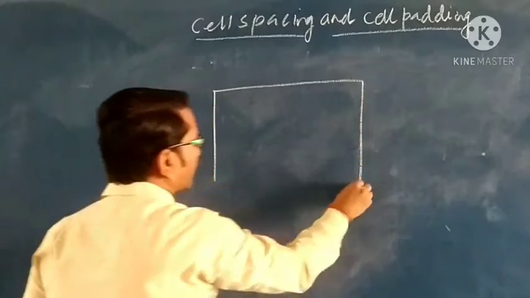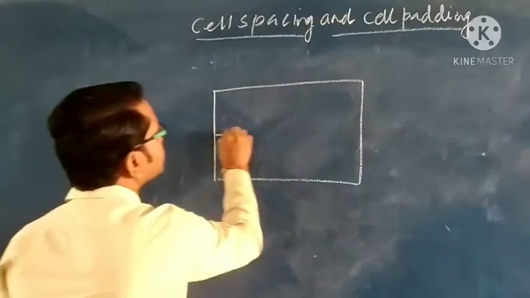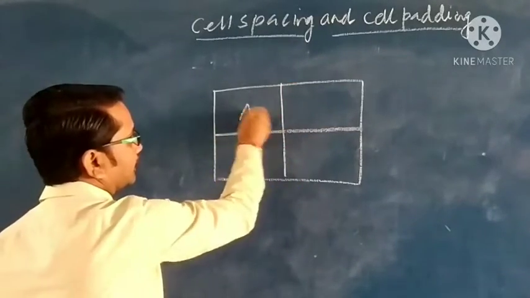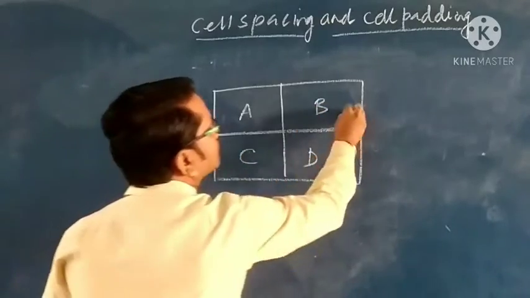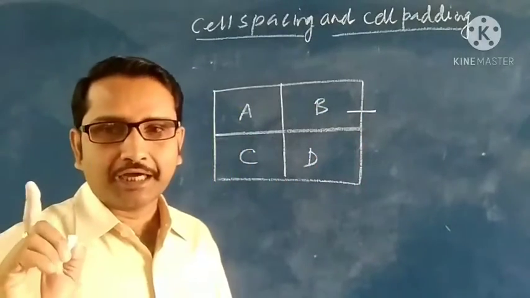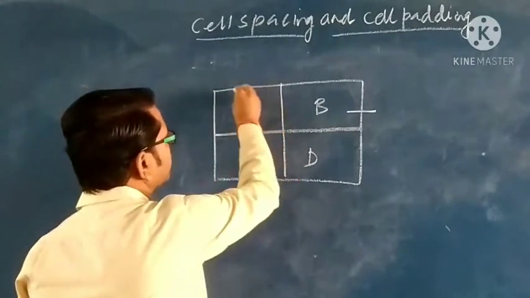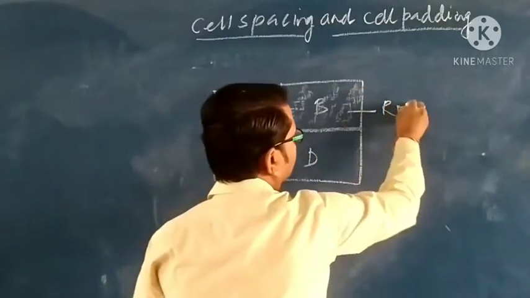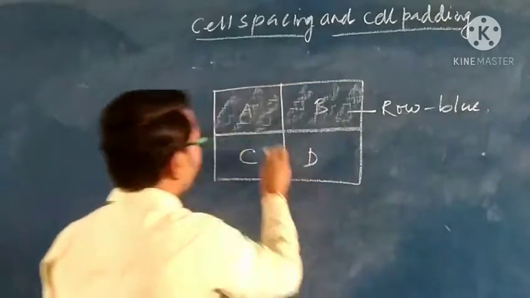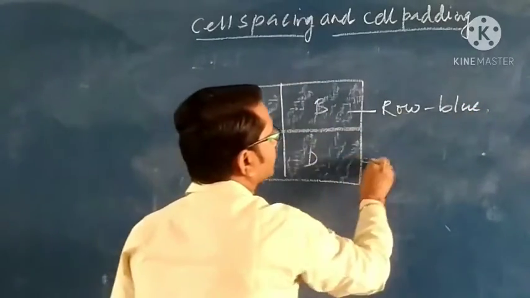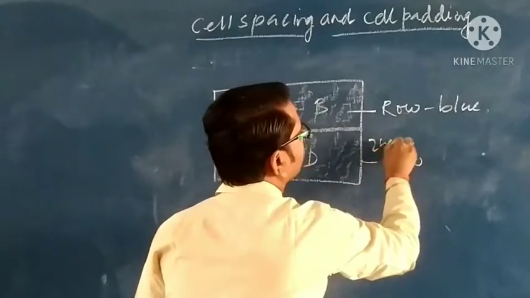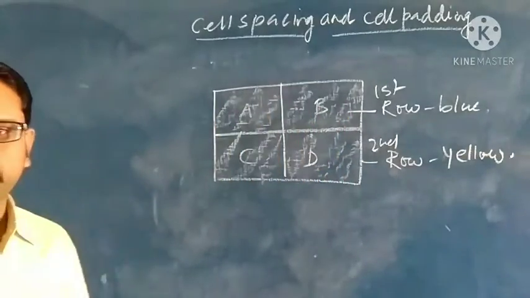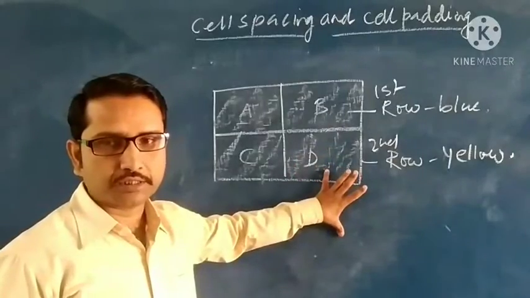Means I have created 2 rows and 4 data: A, B, C and D. I have given TR BG color blue, so it will appear in the first row, which is of blue color, and the second row appears as yellow. So this is the use of BG color.